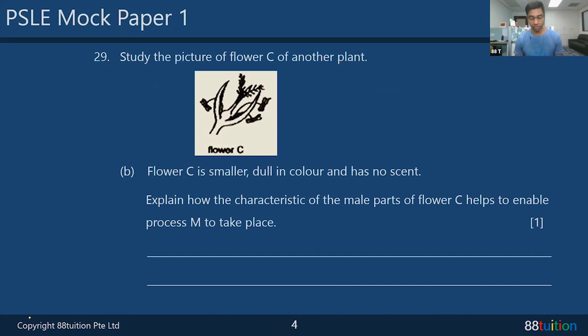Now, flower C is smaller, dull in color, and has no scent. These are the keywords in the question.